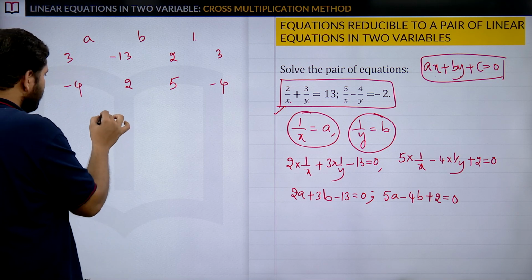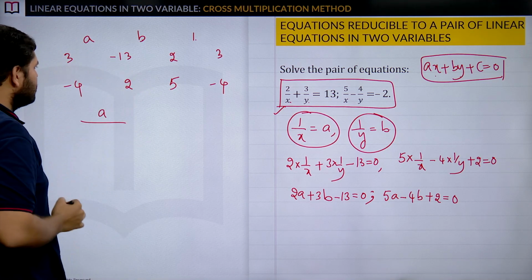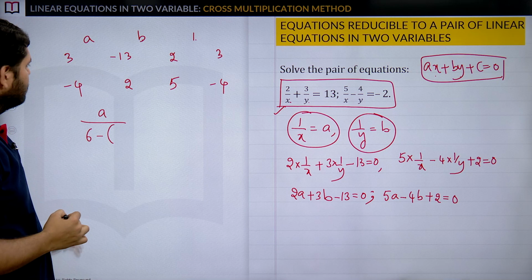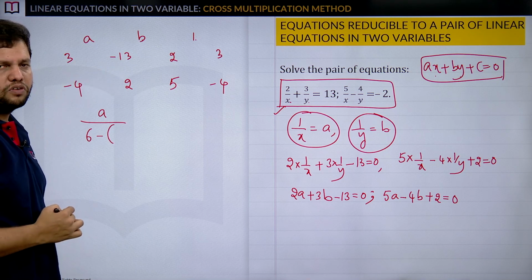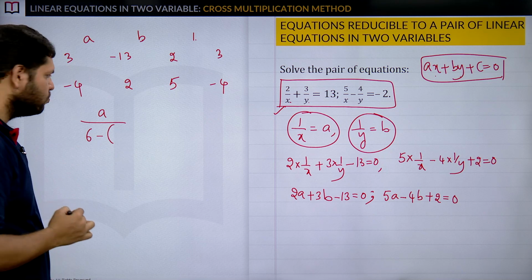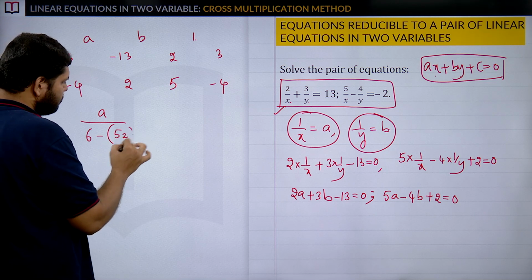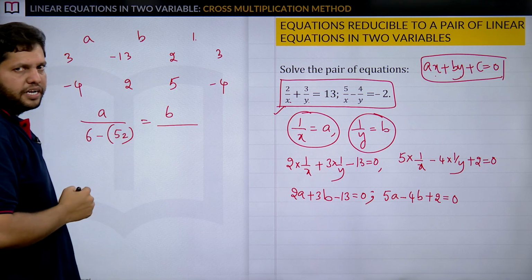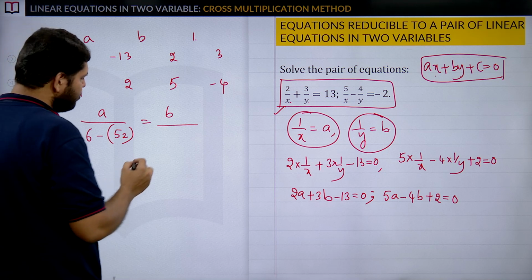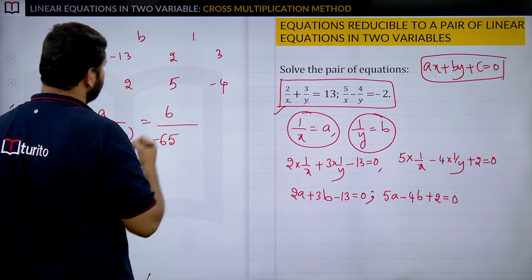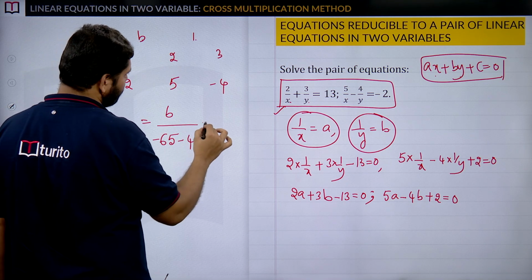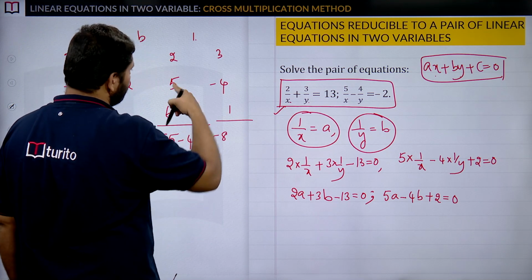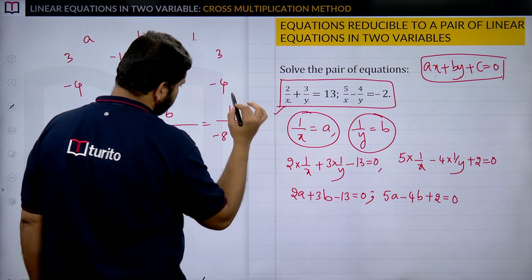Now, children, write down a by the multiplication of these two. So 3 into 2, it is 6. Then put the minus. Minus 4 into minus 13. First minus into minus is plus. 13 fours are 52. So write down this is 52. b by minus 13 into 5. 13 fives are 65. But we have minus, so write down minus 65. Next 2 into 2, this is 4. 1 by 2 into minus 4, we can say it is minus 8. 5 into 3, it is minus 15.